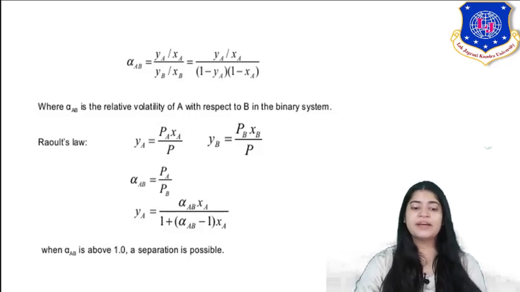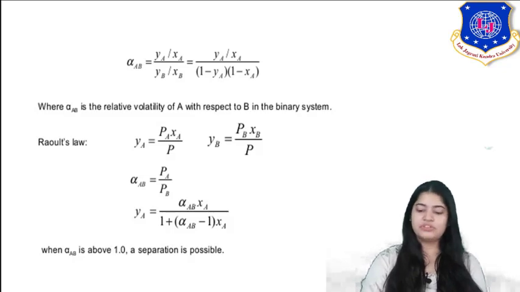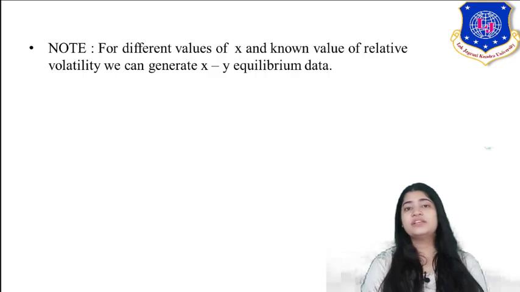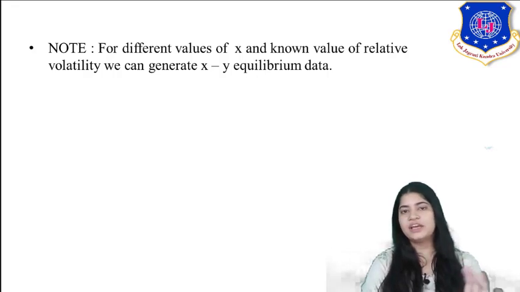So if my alpha is 1, my relative volatility is 1, it means both are equally volatile. In that case, I can't use distillation as a separation process. So the gist which we got is that to use distillation, your relative volatility must compulsorily be more than 1. The greater the relative volatility, the bigger the difference between the boiling range of the A and B components.